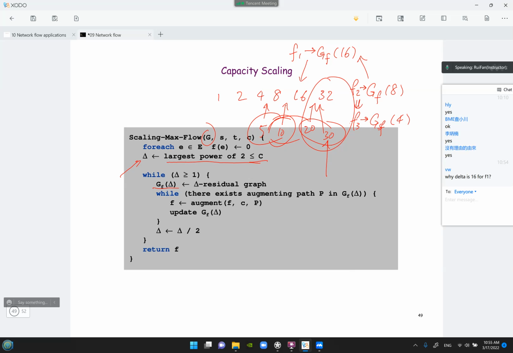Then you find a flow in that graph, and next you bring in the next batch of smaller edges, but they're still very big, right? They're smaller than the biggest edges. You find a new flow, and then you bring in more edges, which are even smaller, and you keep doing that until you bring in all of the edges.